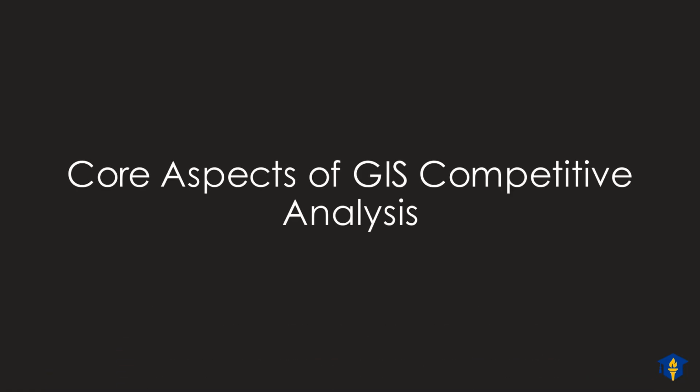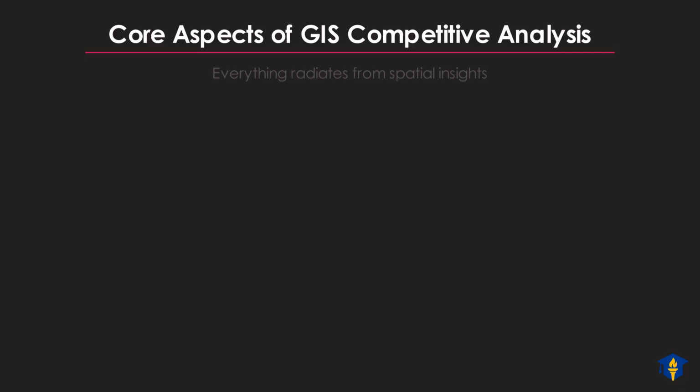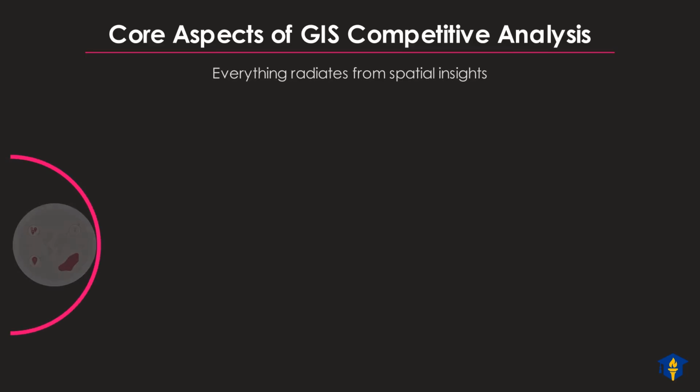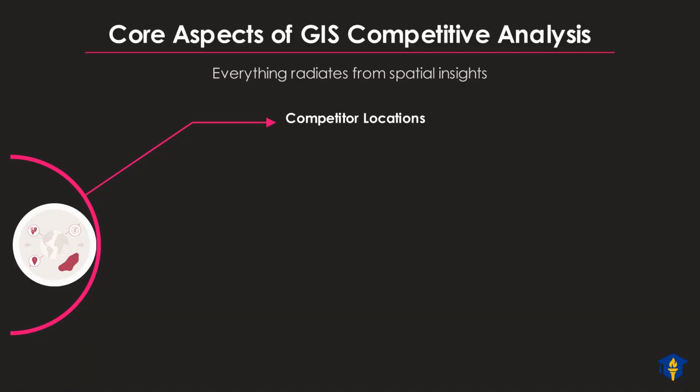We will now delve into the core aspects of GIS competitive analysis. You will see that everything truly radiates from these fundamental spatial insights. One core aspect is precisely mapping competitor locations in the market. This involves mapping their physical sites, such as stores, warehouses, or service centers.